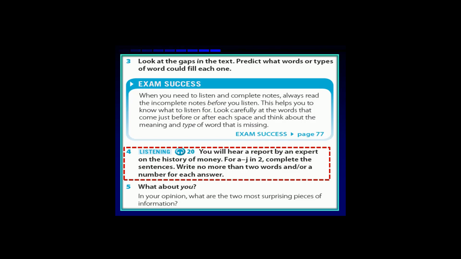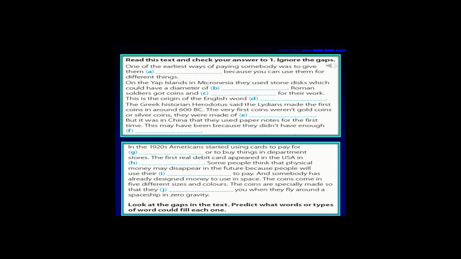Now you will hear a report by an expert on the history of money. For A to J in 2, complete the sentences. Write no more than 2 words or a number for each answer. Now you are going to listen to a report by an expert on the history of money. While listening, try to fill the gaps with 1 or 2 words.